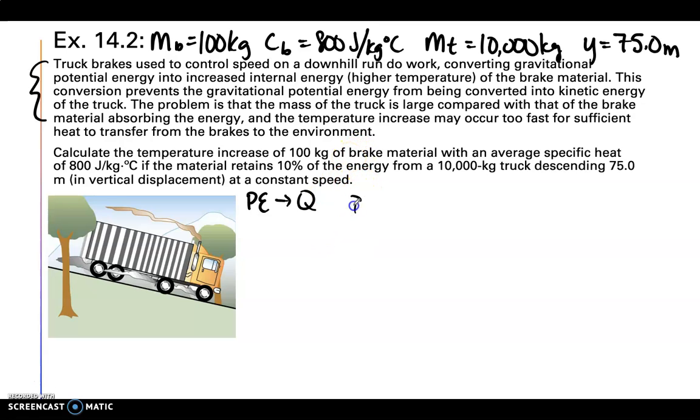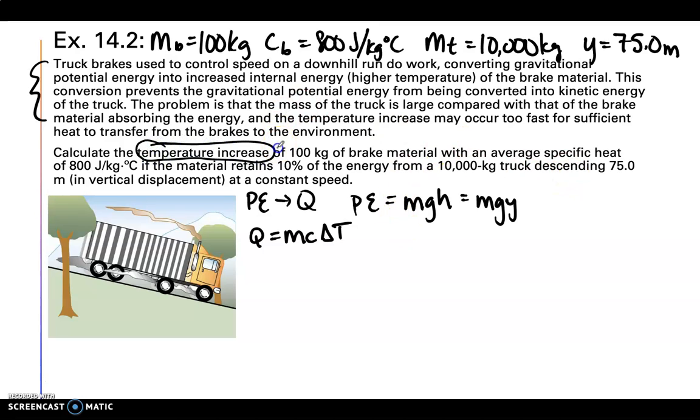So remember that potential energy is equal to mg times h, or that y displacement. We can say mgy. And remember that our heat is equal to mc delta T. So what we want to know is our temperature increase, delta T. Whoops, that should be a capital T. Delta T, that's what we want to know.